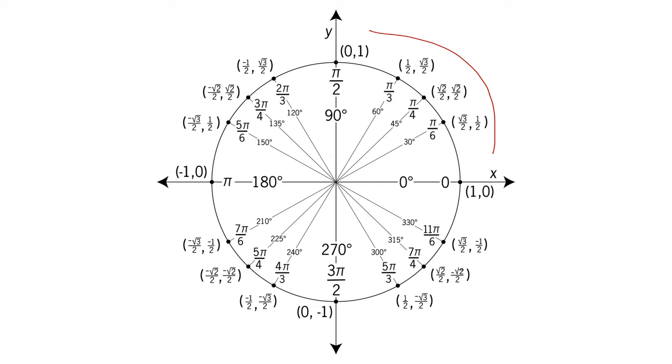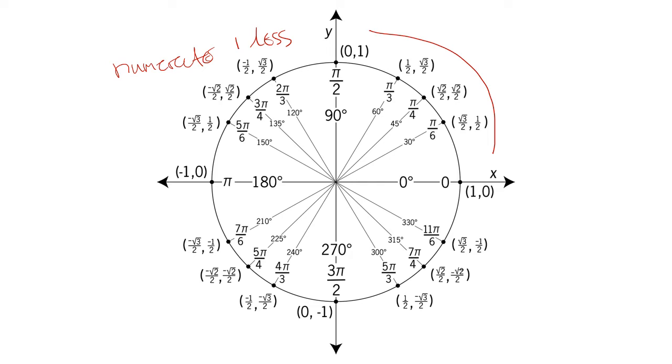related acute angle in the second quadrant. 3 pi over 4, this is the 45 degrees related acute angle. And now 5 pi over 6, this is the 30 degrees related acute angle in the second quadrant. Now, I'll add that as a note over here: the numerator is one less than the denominator.